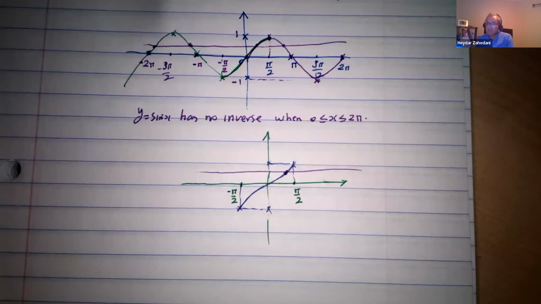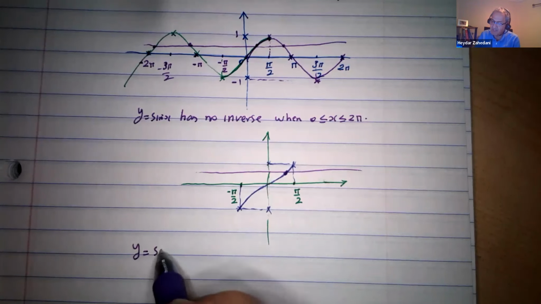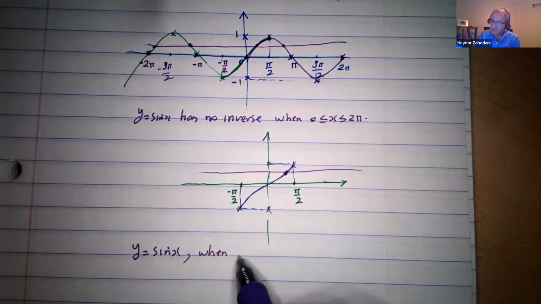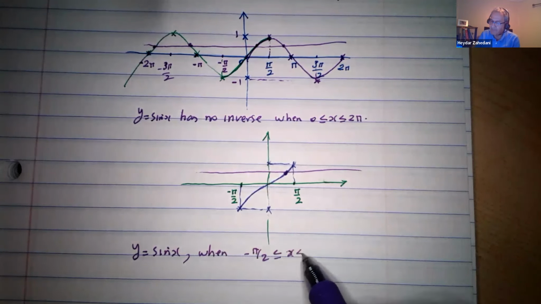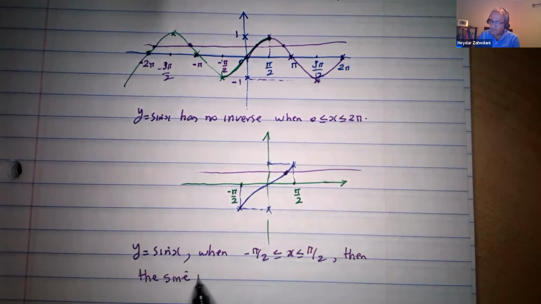And so this means if you put y equal to sine x, when x is between negative pi half and pi half, then the function has an inverse. Then the sine function has an inverse.